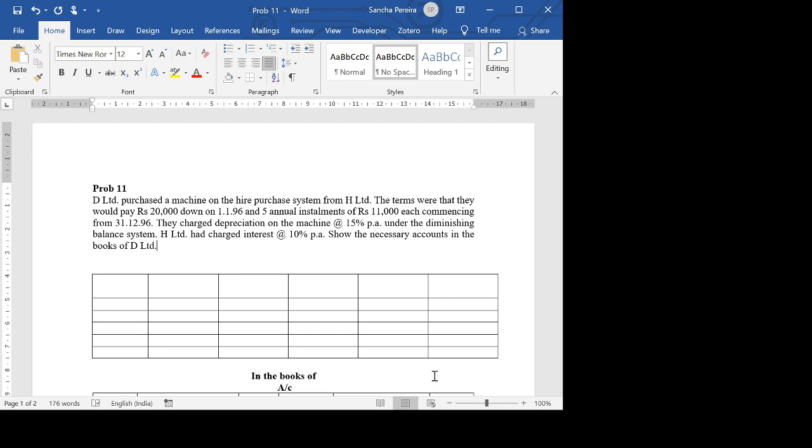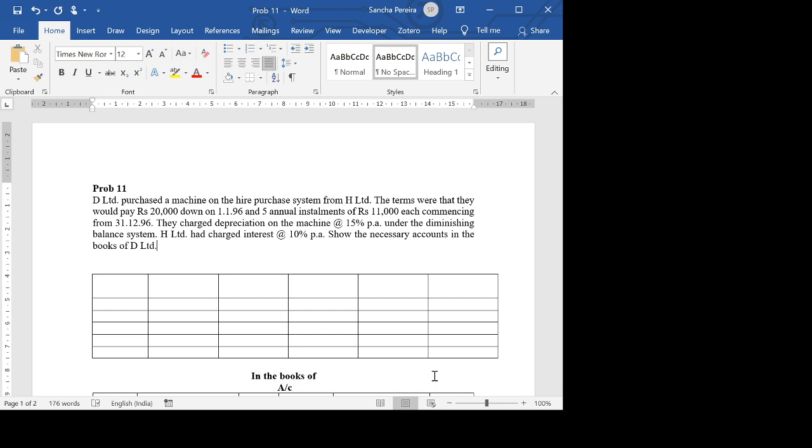We had a similar problem, I think it was problem 7 and 8, where we did the annuity. In one of those problems, cash price was not given, and in another, the installment was not given. But they gave us information with regard to the annuity tables, and using those annuity values we were able to calculate either. But in this problem, nothing has been given to us with regard to the annuity information. We just know the installments and the down payment.